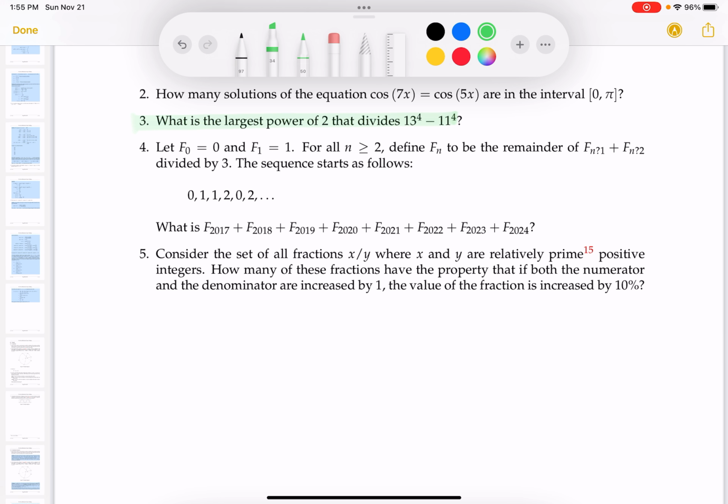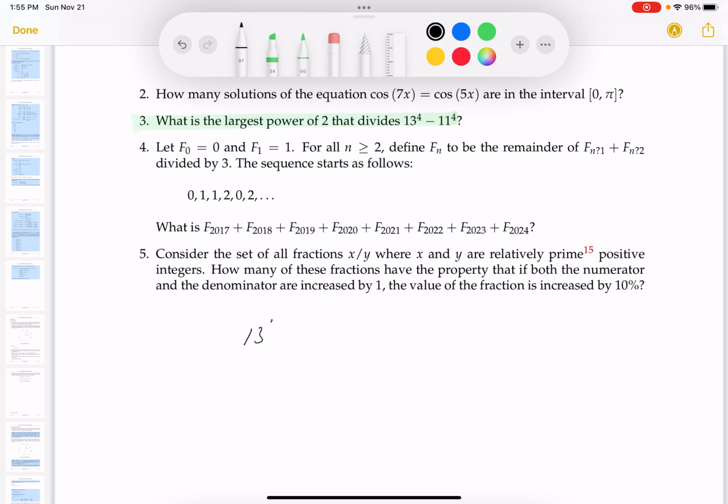And they say, what's the largest power of 2 that divides that number? I have no idea. So I'm just writing 13 to the 4th power minus 11 to the 4th power over 2 to some power n. And what's the largest n could be to divide that? Now, one thing you can do is just do the arithmetic, but I want to point out that looks like it's going to be a really tough arithmetic for me. So I'm going to try to factor it.